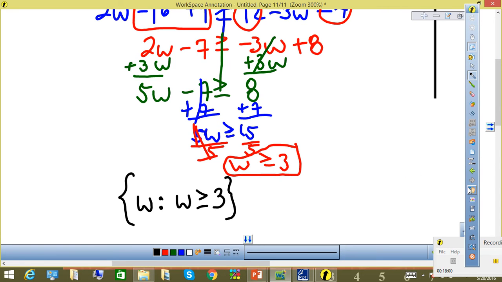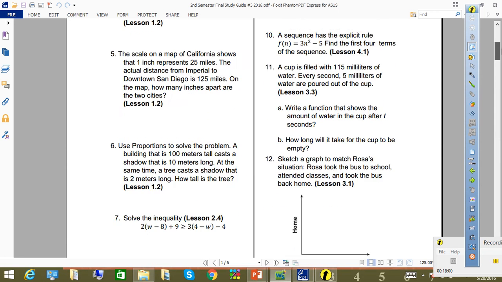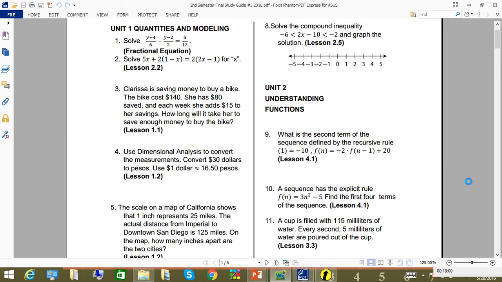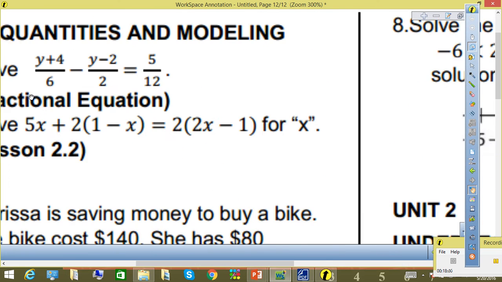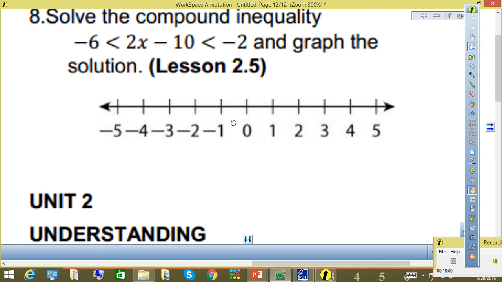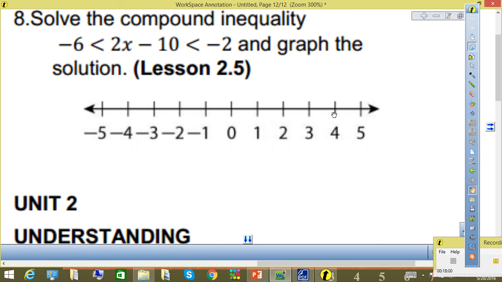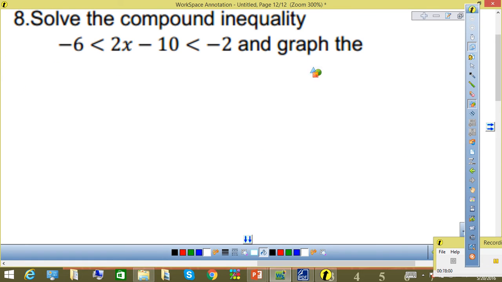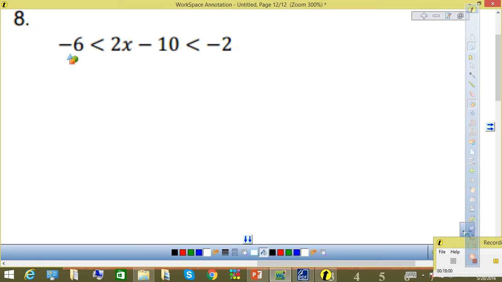That was number 7. Let's go to number 8. Number 8. Scroll up. Solve the compound inequality and graph the solution. Solve this.